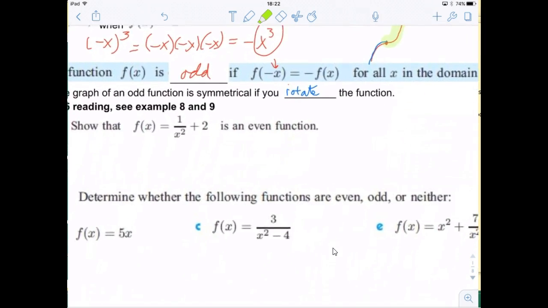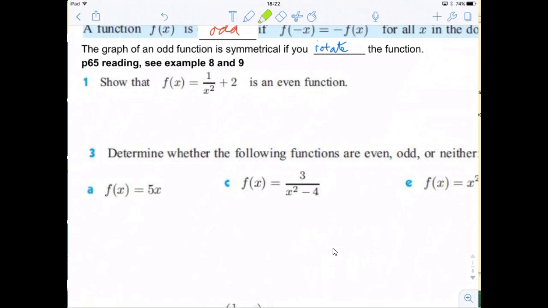All right, number 1. Show that f of x equals this function is an even function. The way we're going to do that is remember that for an even function, if we put the opposite of x in for the function, we will see that it is equal to the original function. We're going to take this, which is f of x, and we're going to see what f of negative x is, and we're going to show that they're the same.